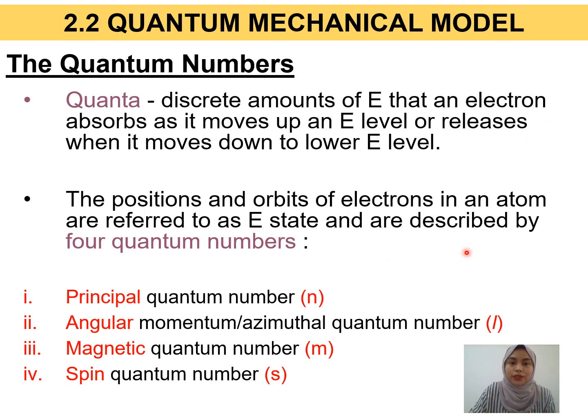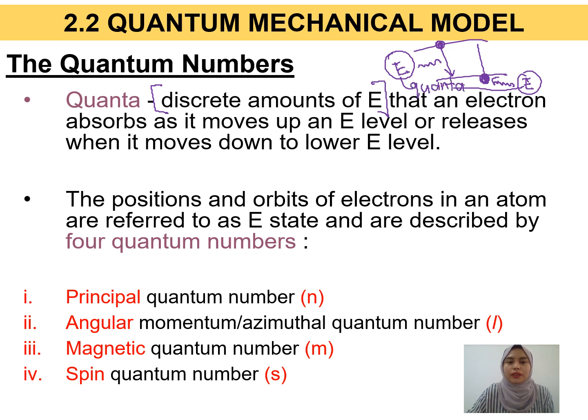Okay, the next thing that you need to know about the quantum mechanical model is quantum numbers. First of all, you need to know what is meant by quanta. Quanta is actually a discrete amount of energy. So when an electron is at ground state and it absorbs energy, it will be excited. And when an electron at excited state falls down, it will release energy. So that amount of energy is what we describe as quanta.